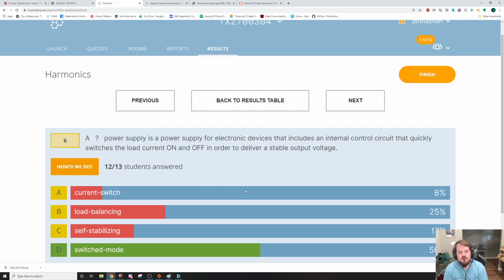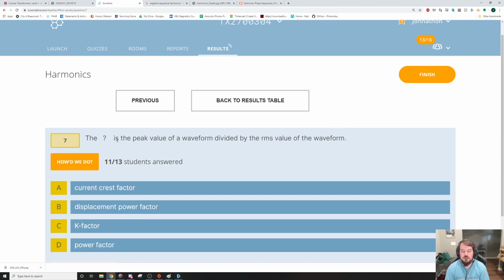A switched mode power supply for electronic devices includes an internal control circuit that quickly switches the load current on and off in order to deliver a stable output voltage. That is one of the ways you can fight harmonic distortion, is using a switched mode power supply. It delivers cleaner power. The blank is the peak value of a waveform divided by the RMS value. Current crest factor.